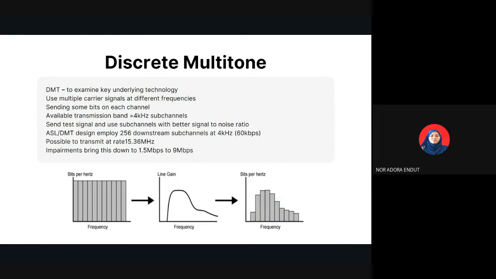Kelebihan dia adalah kalau ada something happen to one channel, the data that is being sent masih ada, the rest of these channels masih selamat. So data keseluruhan, kita multiplexkan data daripada multiple users tu, data tu tak semua yang down lah kalau something happens to one of the sub channels.